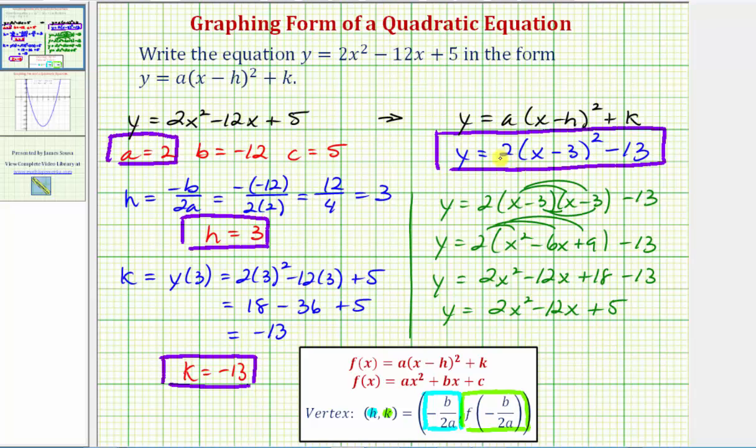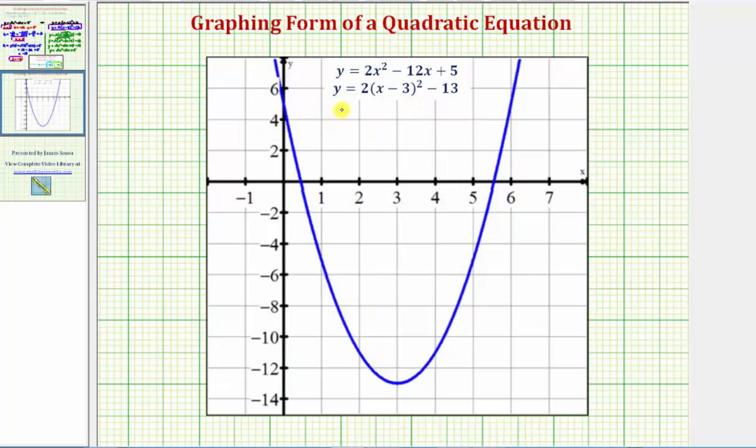Another way to verify that our answer is correct would be to graph both equations and verify we do have the same parabola. So here's a graph of both equations, and it does produce the same quadratic function. Also notice how the vertex, this point here, does have coordinates 3, negative 13, which we previously found algebraically. And also notice how the y-intercept, which is the function value when x equals 0, would be positive 5, which is also reflected in our graph by this point here.